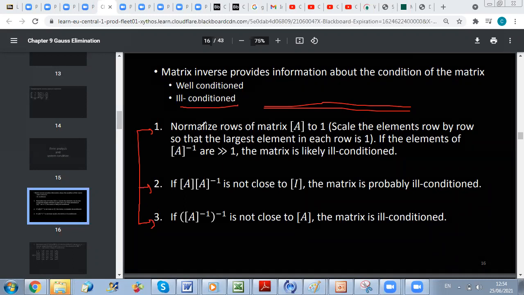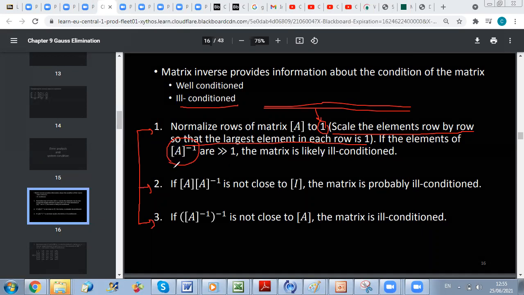What we mean by normalizing the rows of matrix A to 1 is to consider the largest element of a row, and then we divide all elements by this element. Then the highest element will become 1, and all other elements will become lower than 1. This is called scaling the elements row by row, so that the largest element in each row is 1. And once we do the scaling process, we find the inverse of the resulting matrix. So I have a scaled matrix, and then I calculate its inverse.